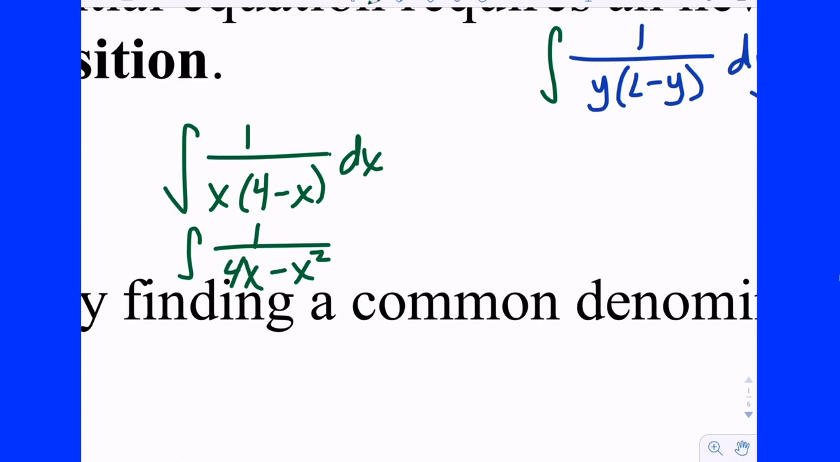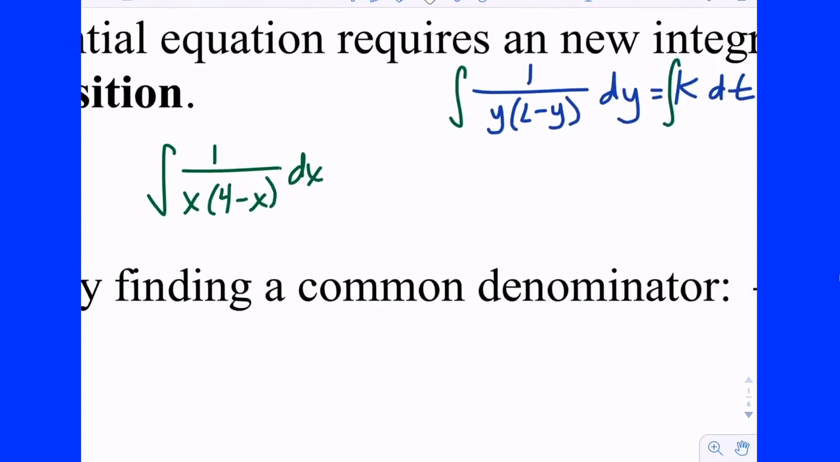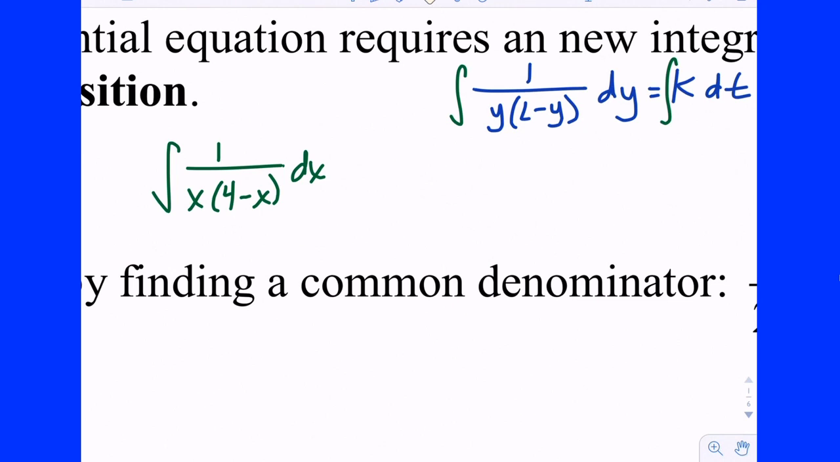Long division, no, that doesn't work. By parts, you're going to see that that doesn't work. So guess what? We currently do not have a way to do that. So right now, we cannot solve the general solution for logistic. It's going to require a new technique.